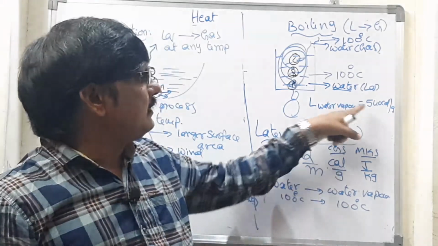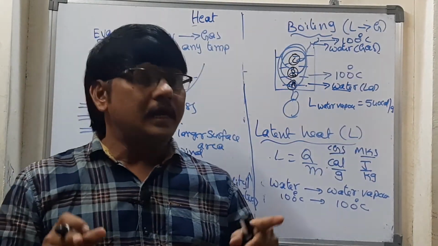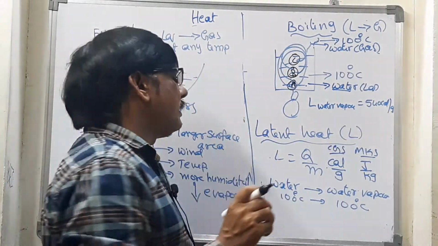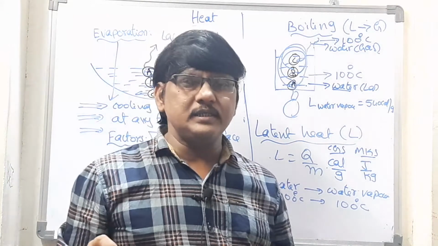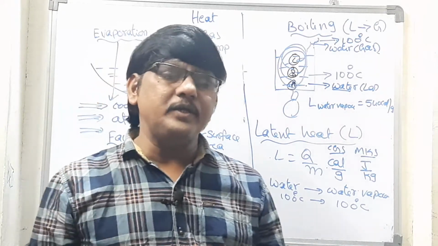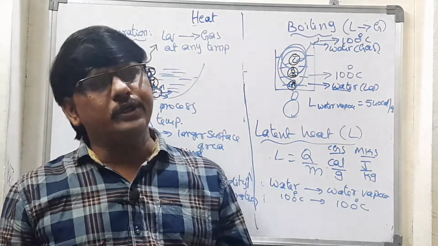How much energy is that? That is 540. What do we call that energy? Latent heat. And afterwards, even ice cubes. Ice cubes' temperature, how much is that? 0 degrees Celsius. Once ice cubes are melting into water, how much is the temperature? That would be 0 degrees Celsius only.